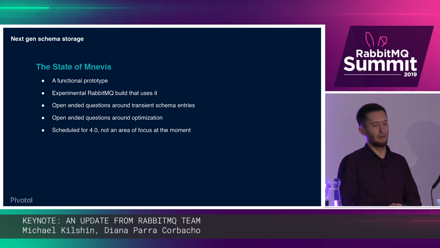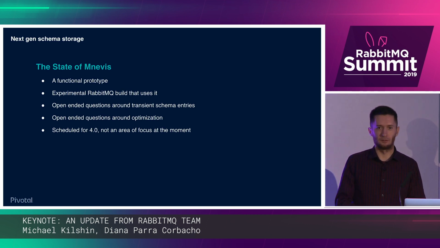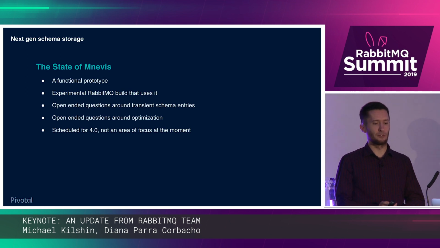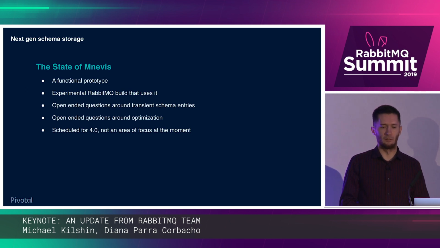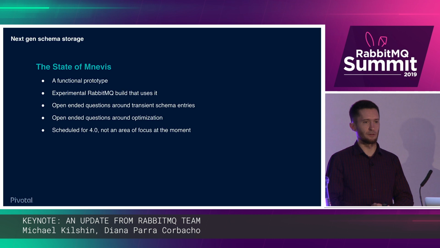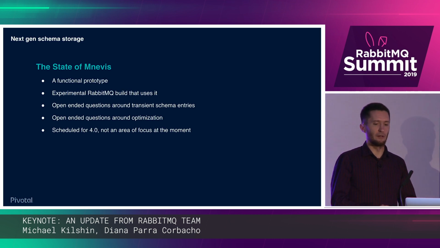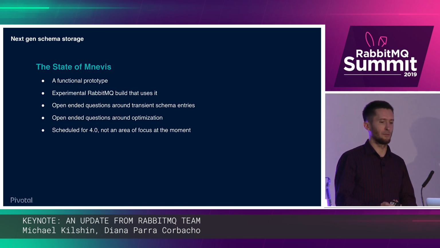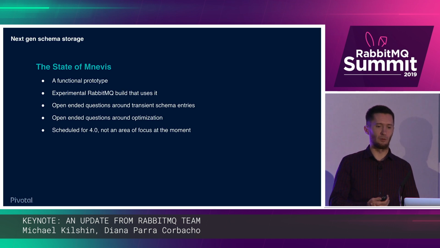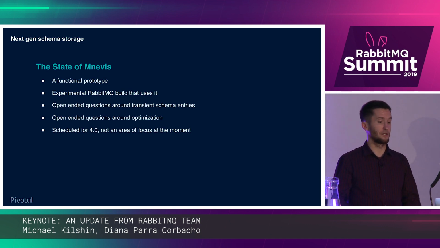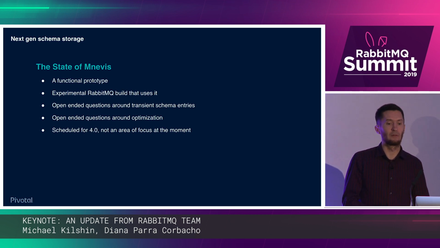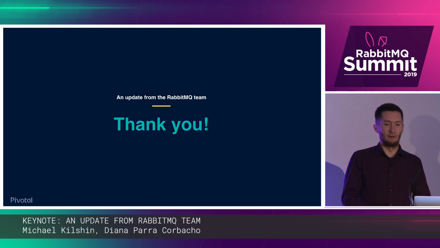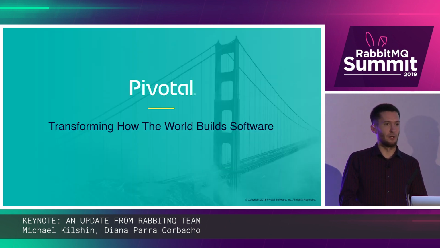And just in general, we have quite a bit of experience around optimizing Raft, but the way RabbitMQ uses Raft today and the way Nevis would use it, it has concurrency controls and transactions. It's a different workload in many ways. So how to optimize that is another open-ended question. Other than that, Nevis is doing reasonably well. It's not an area of focus for us, but it's scheduled for 4.0. So it's coming at some point. So that is it. Thank you very much, and perhaps let's open up for questions.